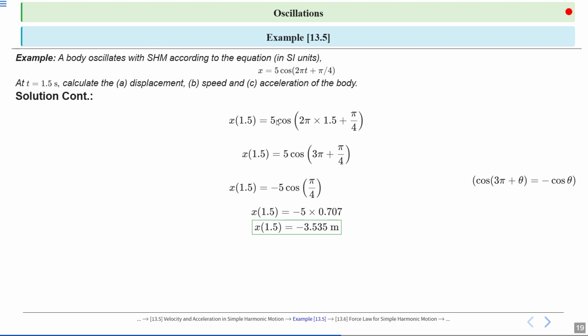This is the displacement of the body at t equal to 1.5 seconds. The negative sign tells us the direction of displacement relative to the equilibrium position. Alright. So hence the displacement of the particle at t equal to 1.5 second is minus 3.535 meter.